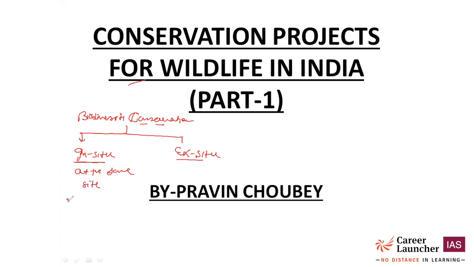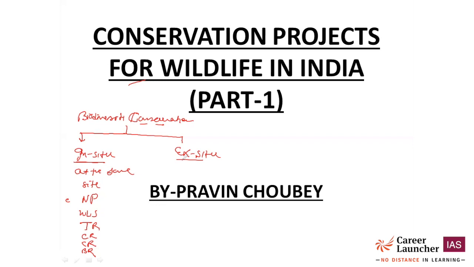For example, examples of in situ conservation are national parks, wildlife sanctuaries, tiger reserves, conservation reserves, community reserves, and most importantly biosphere reserves. These are all examples of in situ conservation, meaning conservation of species in their natural habitat. We are not relocating species from one location to another. Instead, we are conserving the species in their natural habitat.